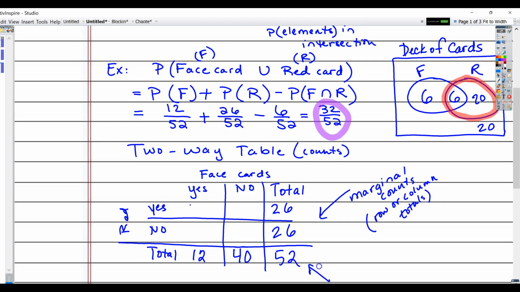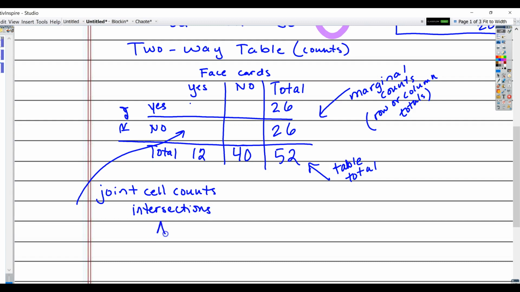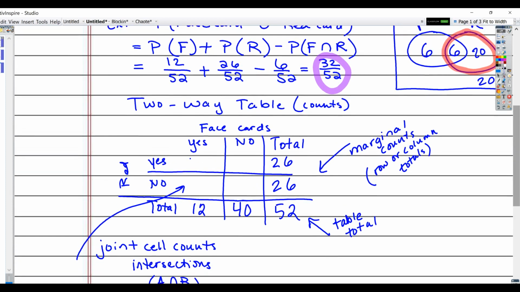Okay, this number is kind of interesting. It's a table total. It's the total in your population or whatever you're looking at. Now, these up here are going to be your joint cell counts. They represent your intersections. Intersections mean A and B, correct? So, how many are yes and yes? It's those guys right there in the middle. 6.